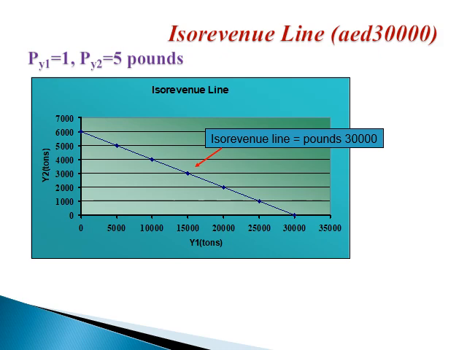Okay, any combination of Y1 and Y2, remember here I'm measuring Y1 horizontally and Y2 vertically. Any combination of Y1 and Y2, including production of only Y1 or production of only Y2, will result in the producer receiving 30,000 pounds. Okay, given the numbers I gave you here, that the unit price of Y1 is equal to 1 and the unit price of Y2 is equal to 5, and the numbers that I showed you in the combinations in the previous table.